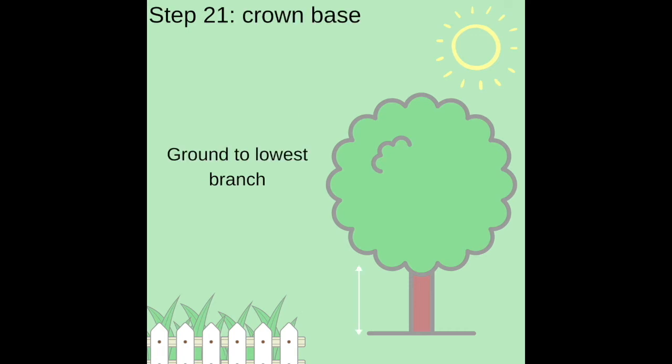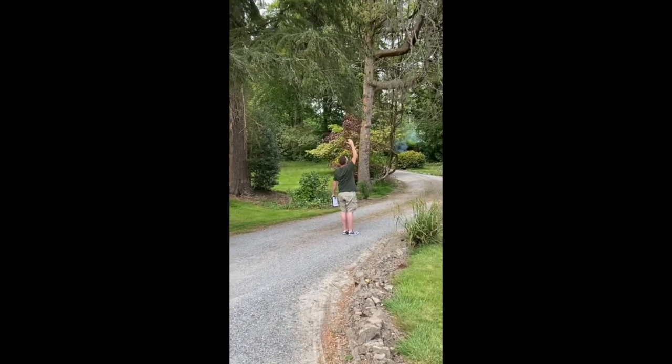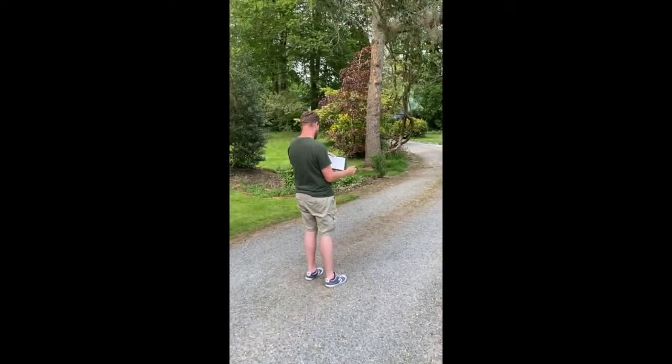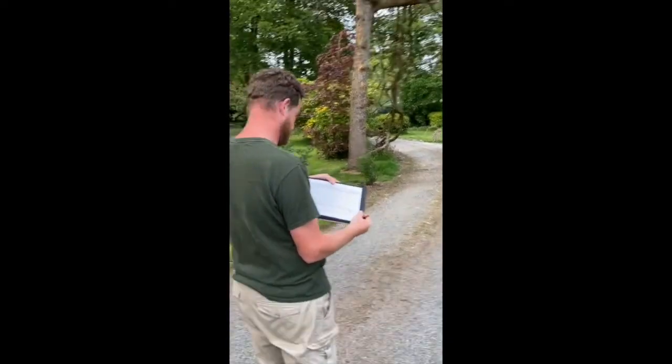Record in metres. Step 21 measures the crown base, which is the height from the ground to the base of the crown. In other words, from the ground to the height of the lowest branch. Use Arboreal or estimation methods as above. Record in metres.